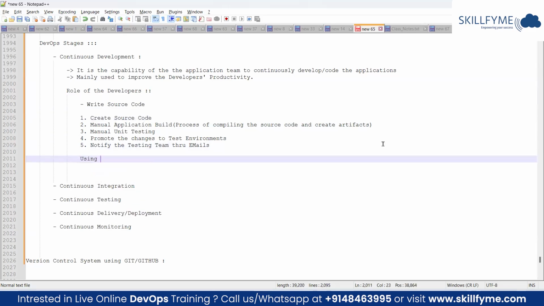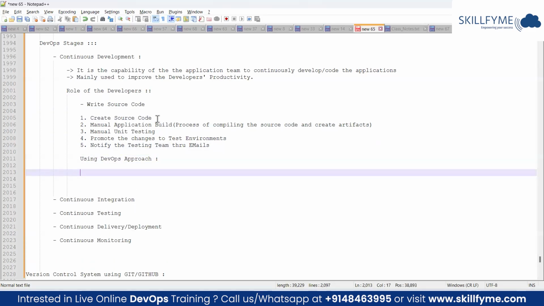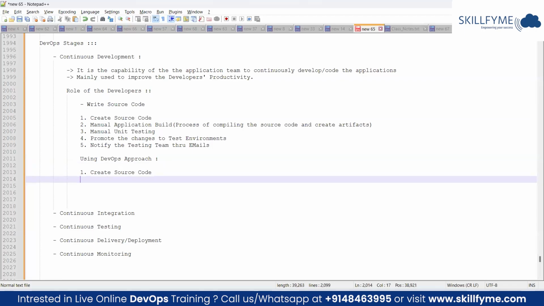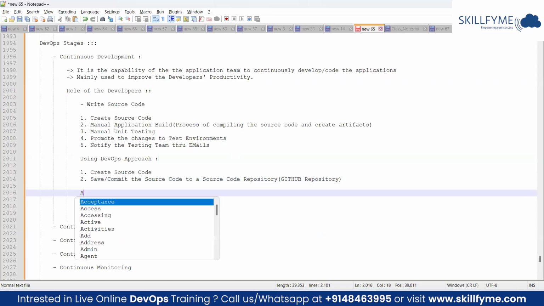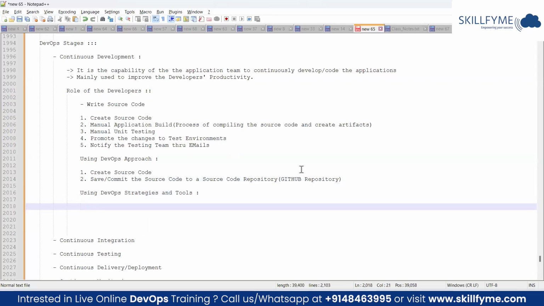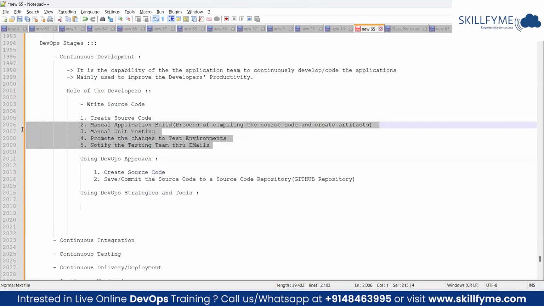So using DevOps approach, what we're going to do means we expect the developer to create the source code. And once the source code is ready, all that they can do here is they can save or commit the source code to a source code repository. That's it. It can be the Git repositories. So once the changes are updated in the source code repository, from there, DevOps team will take the responsibility. So we can able to automate DevOps strategies and tools. We can able to automate this process. All these processes can be automated.